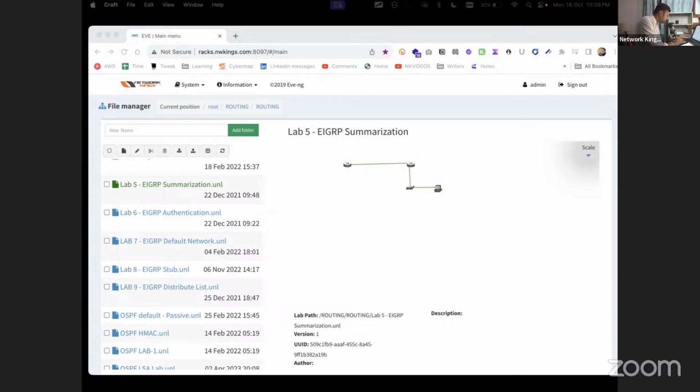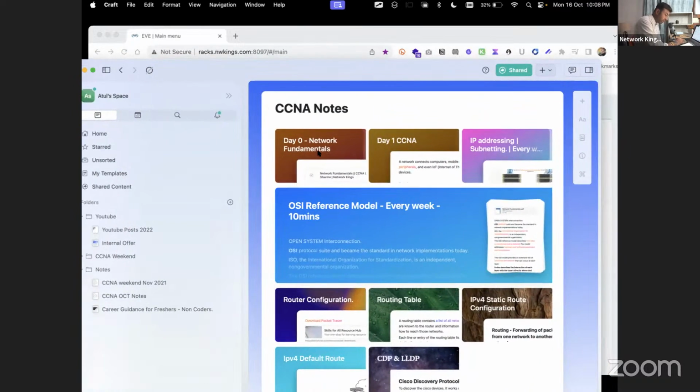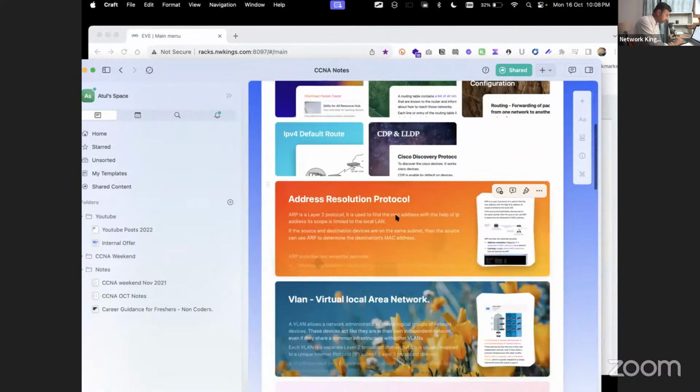So I'm showing you how our batch will go. Okay, so these are going to be the notes. You will be getting all these notes. I'll be creating them in front of you. I'm not giving you some old notes. I'll be creating all the notes in classes.